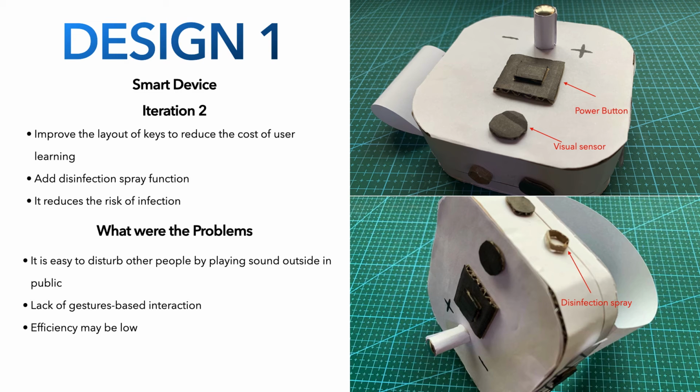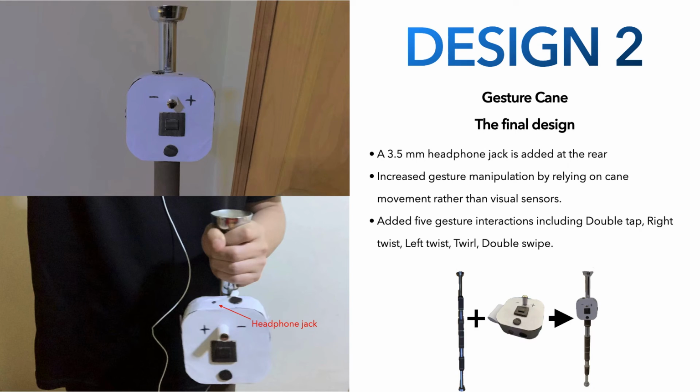As for the problems, the gesture-based interaction may have low efficiency, and playing sound outside in public may disturb other people. The cane is the final design. The idea comes from gesture and cane. Gestures are a natural way of interaction and easier to learn and remember.